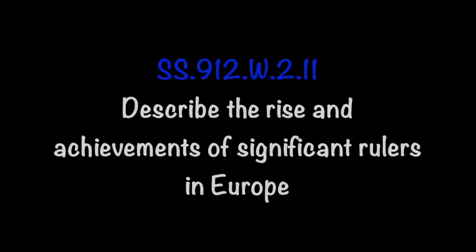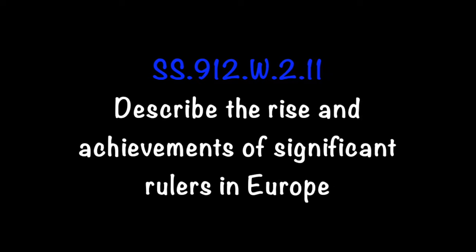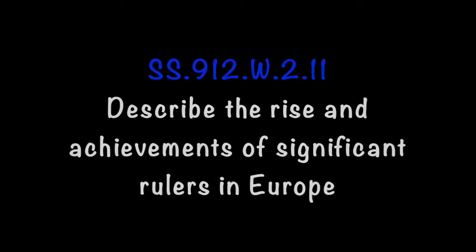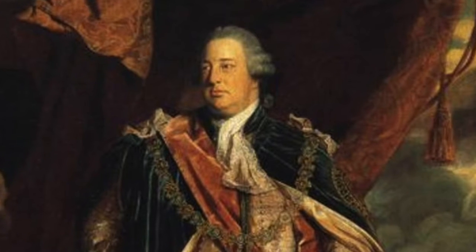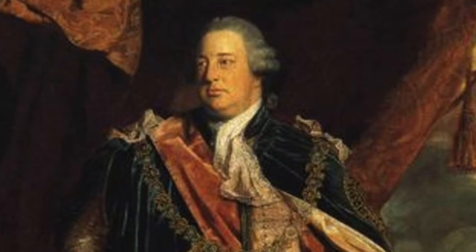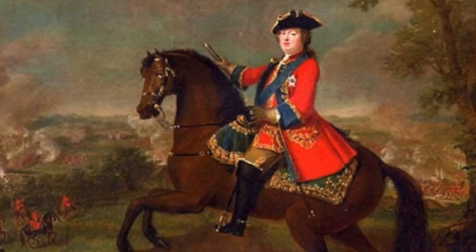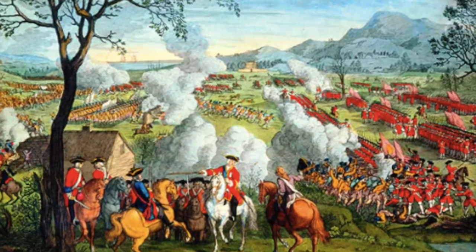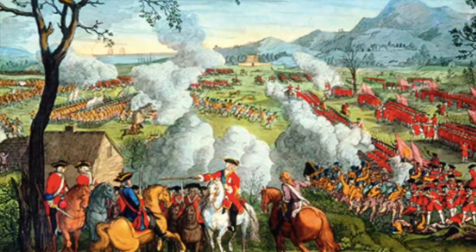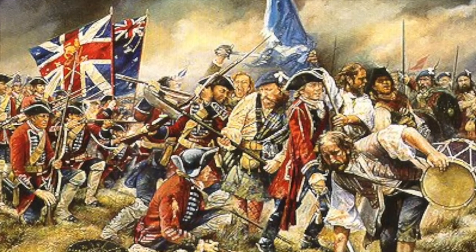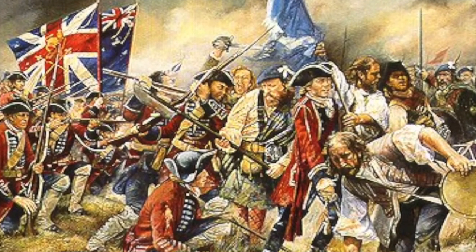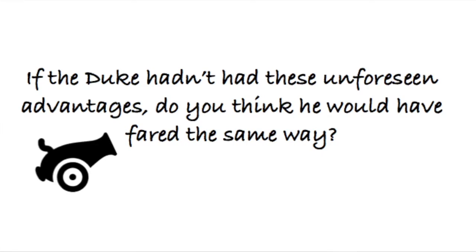The third standard asks you to describe the rise and achievements of significant rulers in Europe. In this virtual field trip, you learned about the Duke of Cumberland, how he was called to take charge of the militia against the Jacobites, and how he accomplished the greatest achievement of his life, to defeat the Jacobites at the Battle of Culloden. Most importantly, you learned about the many reasons that basically guaranteed his victory. If the Duke hadn't had these unforeseen advantages, do you think he would have fared the same way?